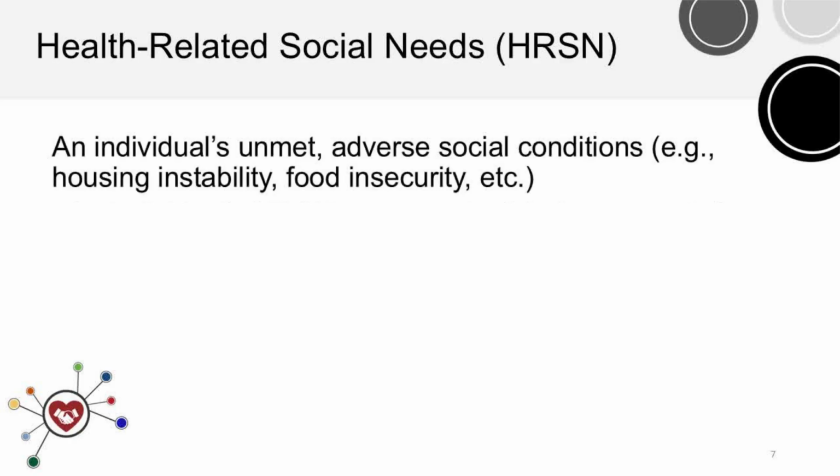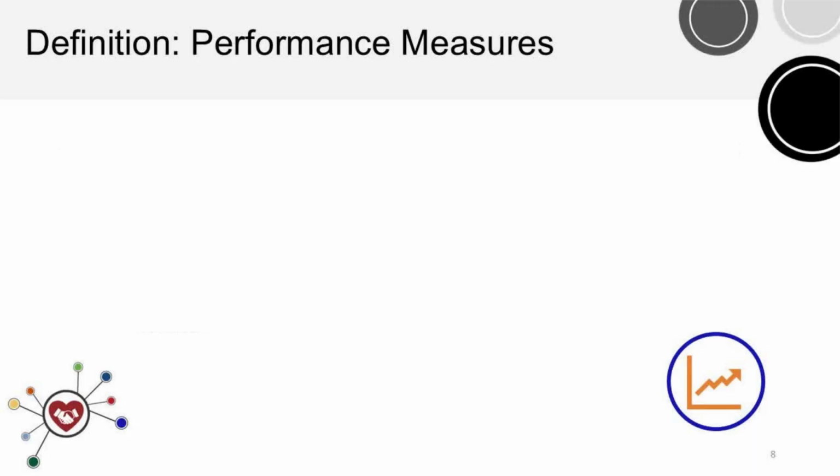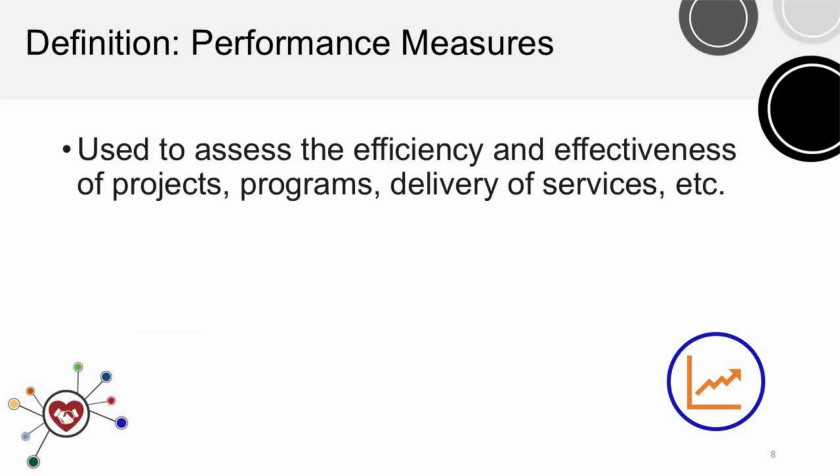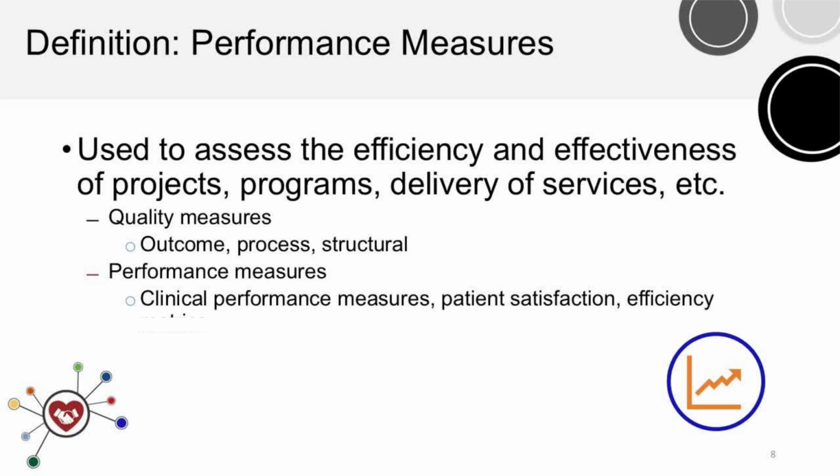Health-related social needs refers to the social and economic needs that we may experience that affect our ability to maintain our health and well-being. They are a result of our community's underlying social determinants of health. Performance or evaluation measures are used to assess the effectiveness of projects, programs, or the delivery of services. As part of our team-based care model, we will establish performance measures that will help confirm the changes we make have the impact we hoped for.